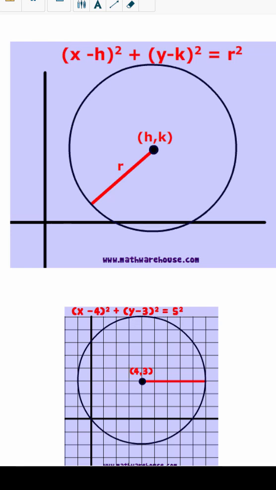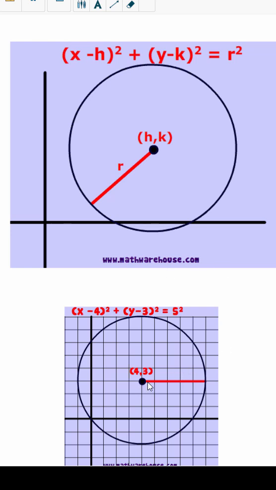And they ask all sorts of things involving the radius, the diameter, how you can move this circle around, points on the circle. If you see = 5² on the right, that means the radius is 5. If you see = 25 on the right, that means the radius is also 5. So let's take a look at this for a second before we flip back.